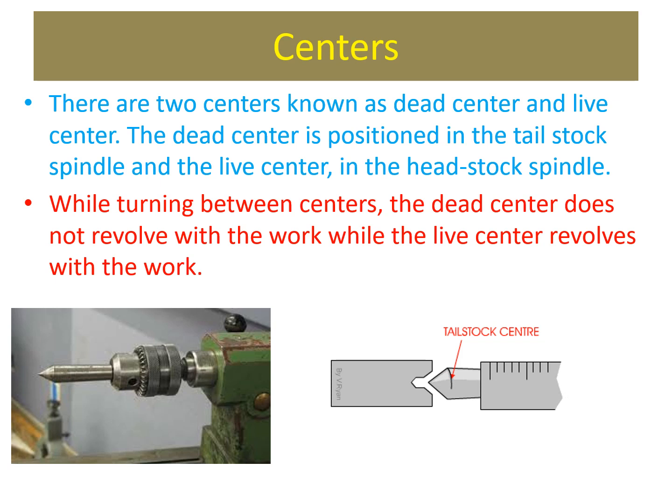There are two centers known as dead center and live center. As the name suggests, the dead center does not rotate. It is positioned in the tailstock and it supports the workpiece. While the live center, also known as the revolving center, does rotate with the workpiece and it allows for higher turning speeds and greater clamping pressures.